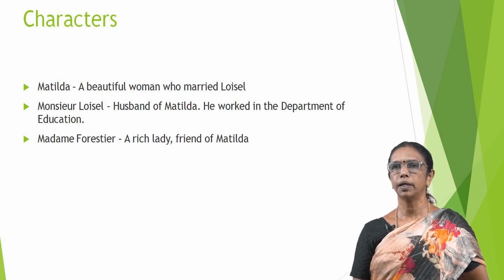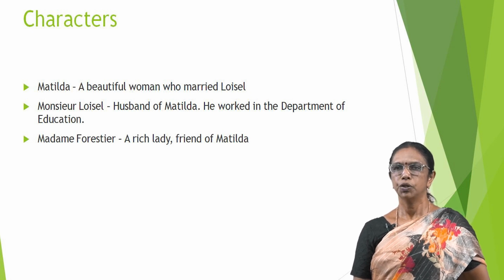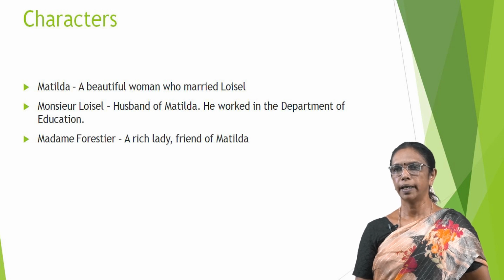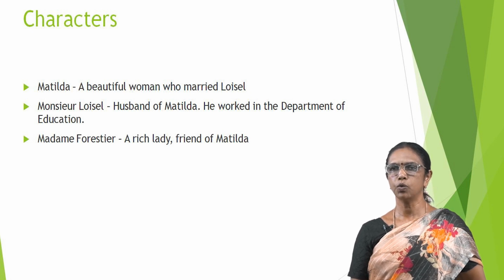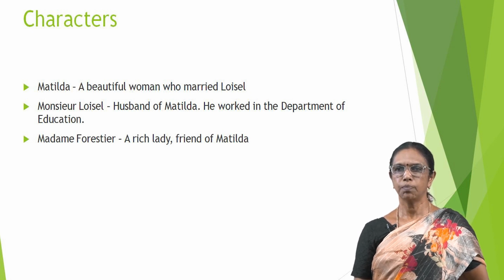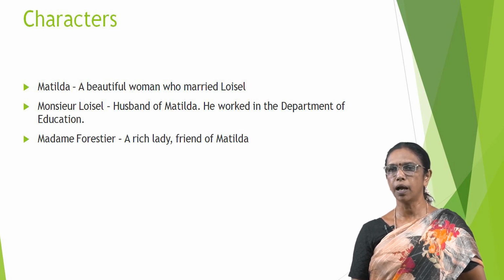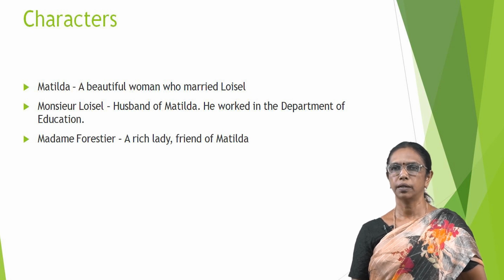And she wants to have a very high life, but she could not live such a high life because her husband worked in the education department and earned only a very meager salary. Matilda's friend is Madame Forestier. She is a rich lady, and Matilda wants to become like her friend. She wants to be very rich, but she could not be rich like her friend.